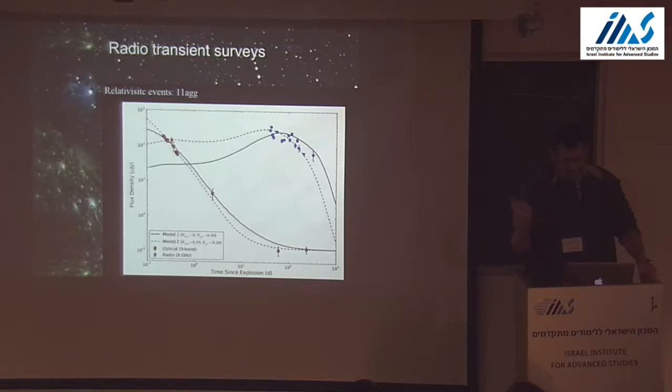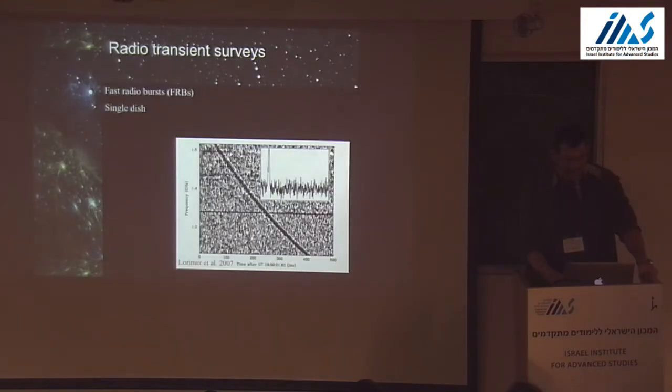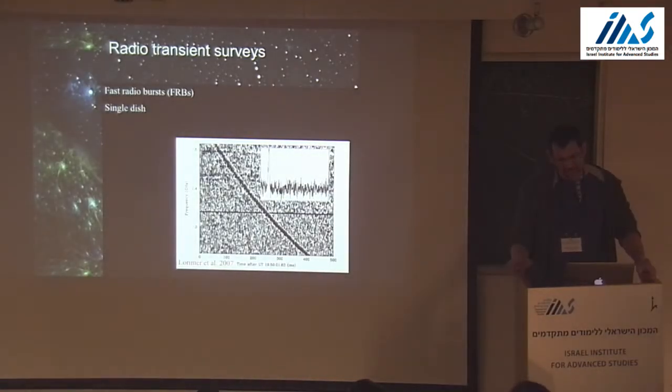In fact, for this particular case, the radio was a very important piece of evidence to the nature of this source. Now, the last class, and certainly the dominant one in terms of attention in the last few years of radio transients, is called fast radio bursts. And for those of you that are not familiar with this, let me describe what these are.